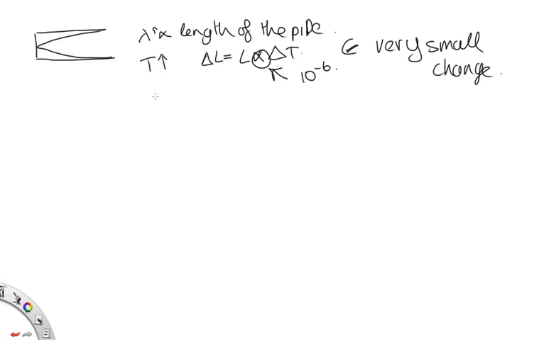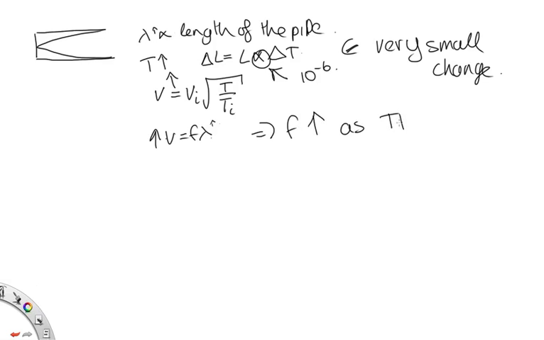Now, the velocity of sound, velocity is equal to the initial velocity times the square root of the new temperature over the initial temperature. So the velocity does increase as the temperature increases. So we have v equals f lambda. This is increasing just a little bit, and so this tells us that the frequency must increase as the temperature increases.